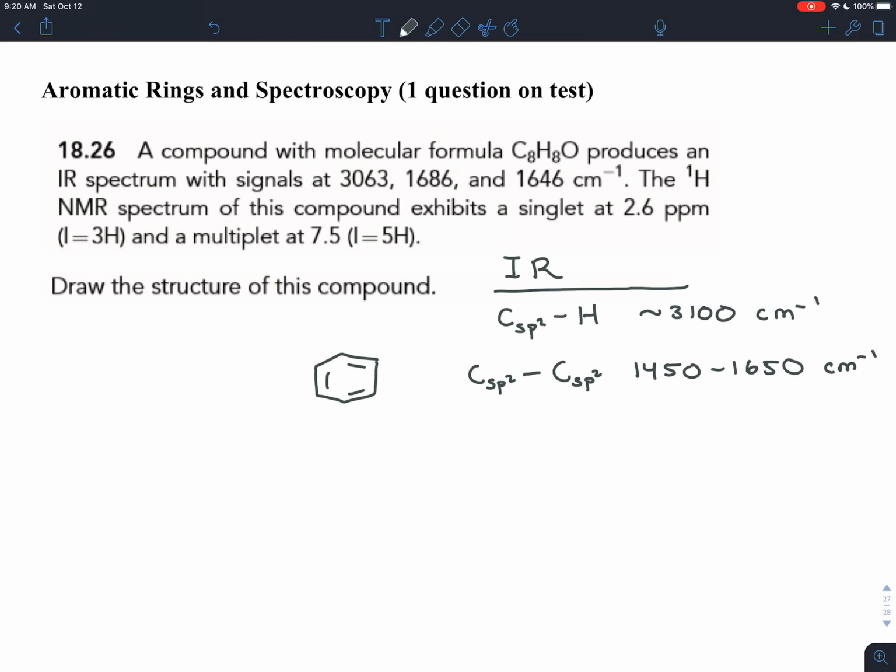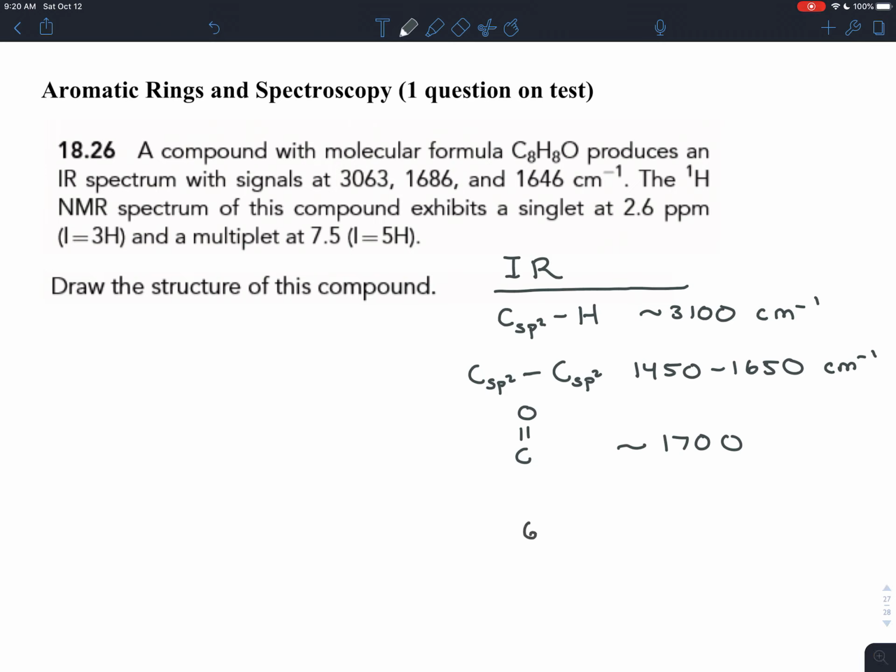Note that if you see something above 1650, then it's probably the carbonyl. So a carbon to oxygen double bond, that's around 1700. If you get something like 1680, that's not in this range for the sp2 hybridized carbon to carbon bonds. That's more likely to be the carbonyl. So those are some features to watch out for in the IR spectrum.